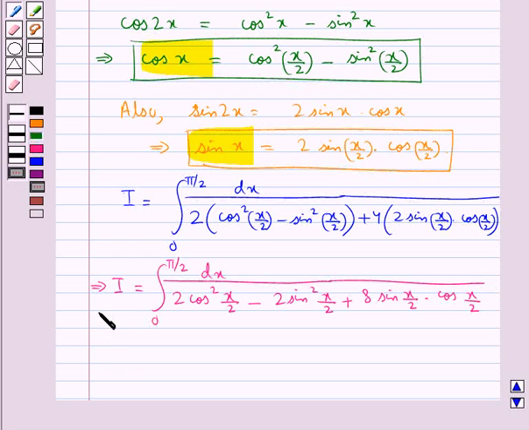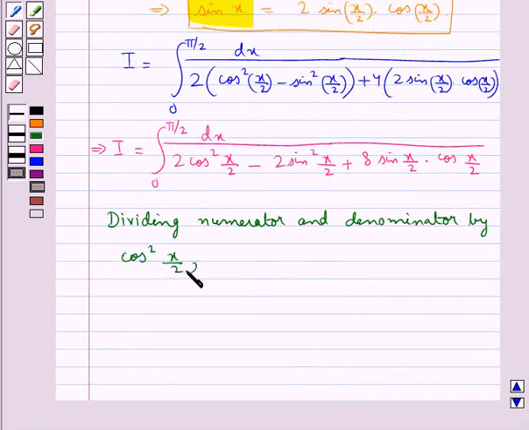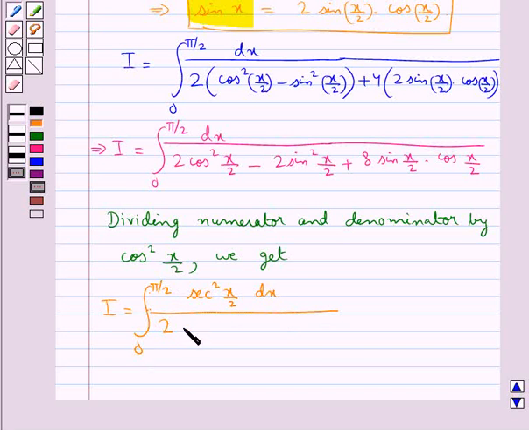Next, we will divide the numerator and denominator by cos square x upon 2. So dividing numerator and denominator by cos square x upon 2, we get I is equal to integral 0 to pi by 2 sec square x upon 2 dx upon 2 minus 2 tan square x upon 2 plus 8 into tan x upon 2.